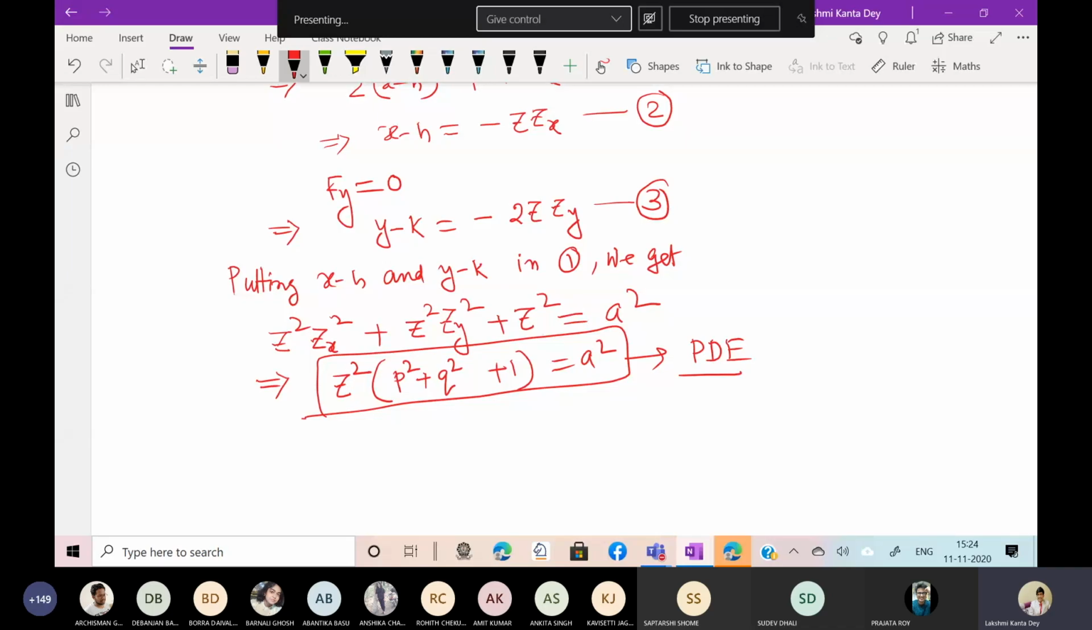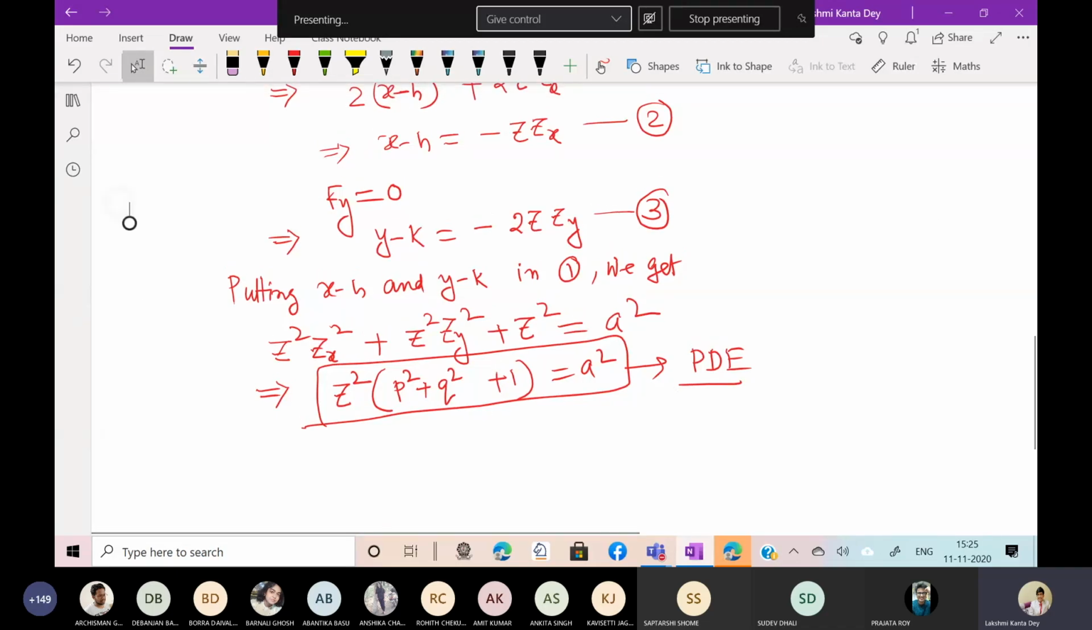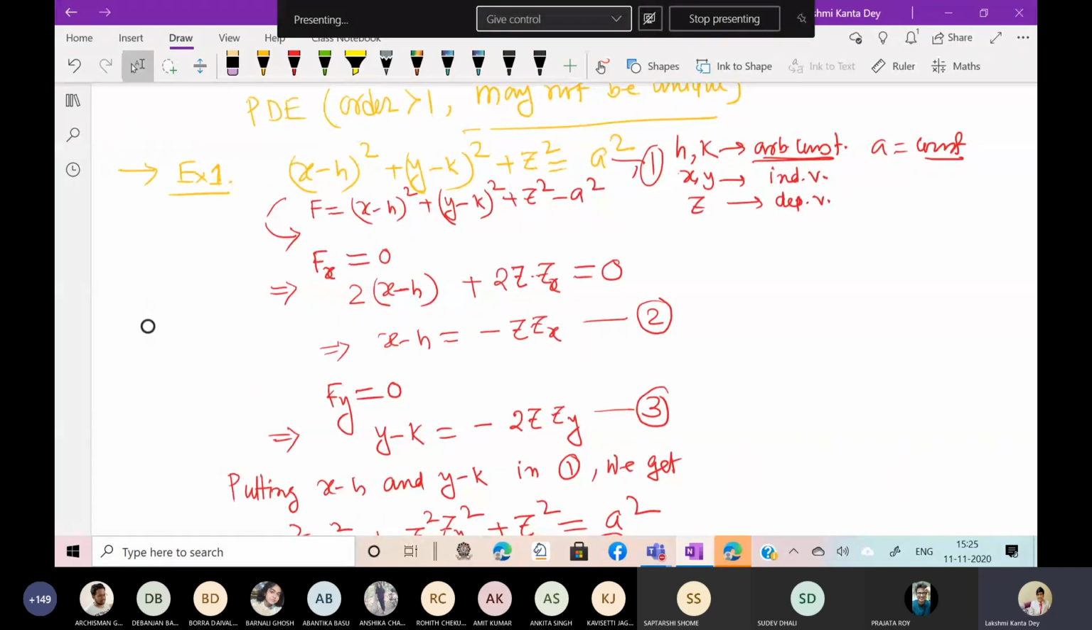In fact, if you try in a different way, there is one question where we would have to find the value of h in terms of partial derivatives, and k in terms of partial derivatives or dependent and independent variables, and then put the values. But we do not do it that way. We found x minus h instead, because x minus h and y minus k appear in the given equation, so it is easier.